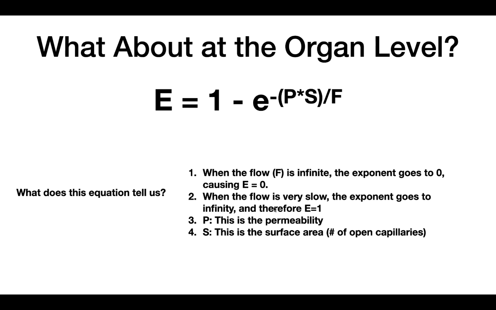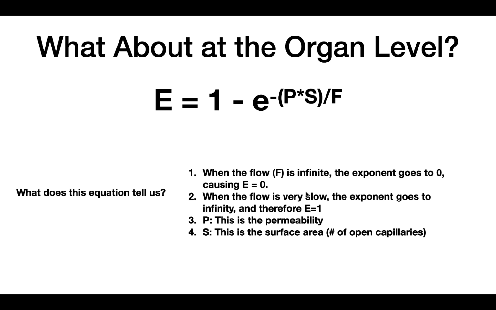The second factor that you see with the flow rate is that if the flow is very slow, then the exponent goes to infinity. And in this case, e to the negative infinity power is going to be 0. So 1 minus 0 is 1. So in other words, 100% of the solute would go into the ISF. What this is saying is that as the flow rate decreases, the extraction ratio increases.